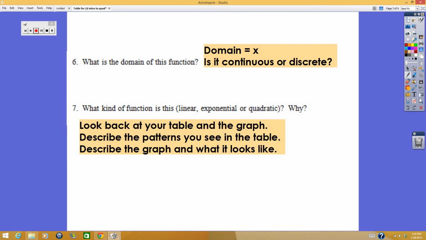Don't hate. I said put a star on number 6. We'll do that together. Don't worry about that. And 7 I expect you to do. This is where you have to write if it's linear, exponential, or quadratic. And I want you to explain it with algebraic terms, you know. It is linear because it has a blah blah blah. It's exponential because it has a blah blah blah. It's quadratic because it has a blah blah blah.